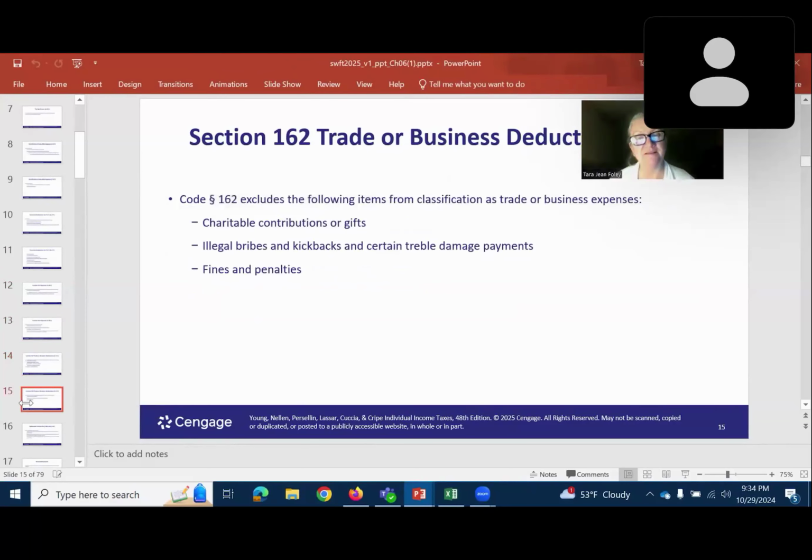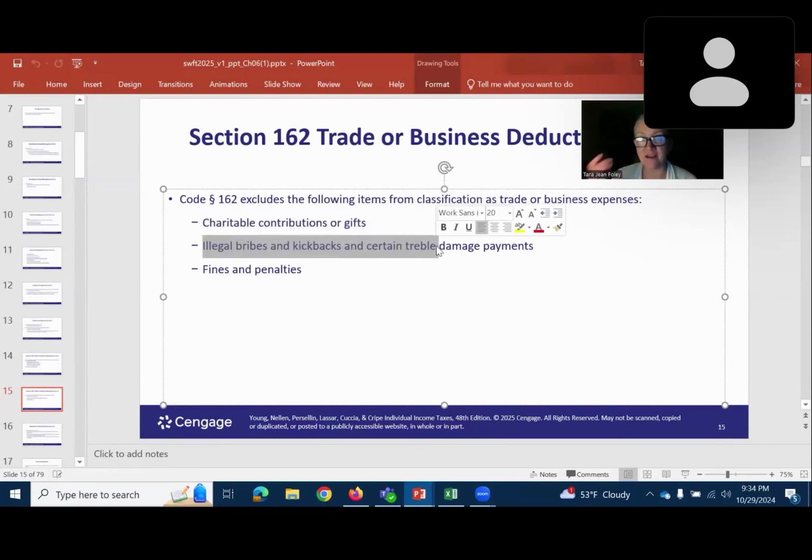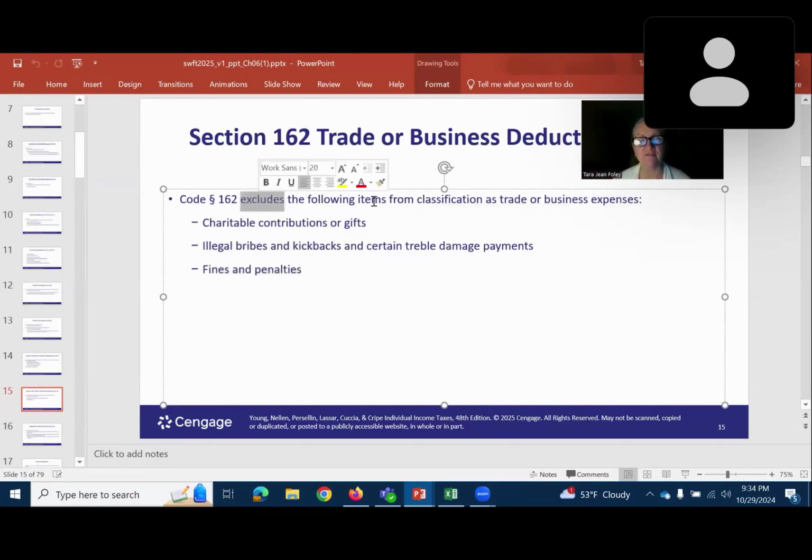What about these ones? Charitable contributions or gifts. Section 162 excludes these as expenses. So charitable contributions or gifts are not deductible on the business part of the Schedule C of the personal return. Illegal bribes and kickbacks are not deductible for tax purposes. You're breaking the law. You have to pay a fine. You're not going to get a tax break for that expense because you're not supposed to be breaking the law. Fines and penalties are excluded from being a trade or business expense for your tax return.